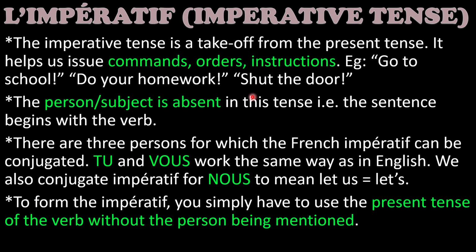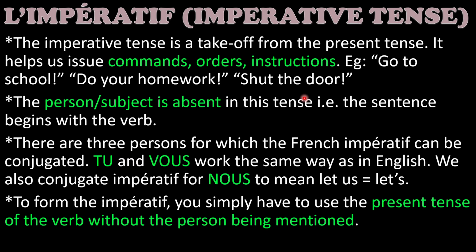So that is exactly what you have to do. To form the imperative, you simply have to use the present tense of the verb without the person being mentioned. Just the way you would frame a simple sentence using the present tense with the subject, it's the same way you have to frame it with the imperative tense, except this time you will not mention the subject. So if you have to say you shut the door in French, it would be tu fermes la porte, right? And if you just want to say shut the door, you have to remove the you. And what is the you in French? It is tu. So you have to remove the tu from the sentence, and it becomes ferme la porte.